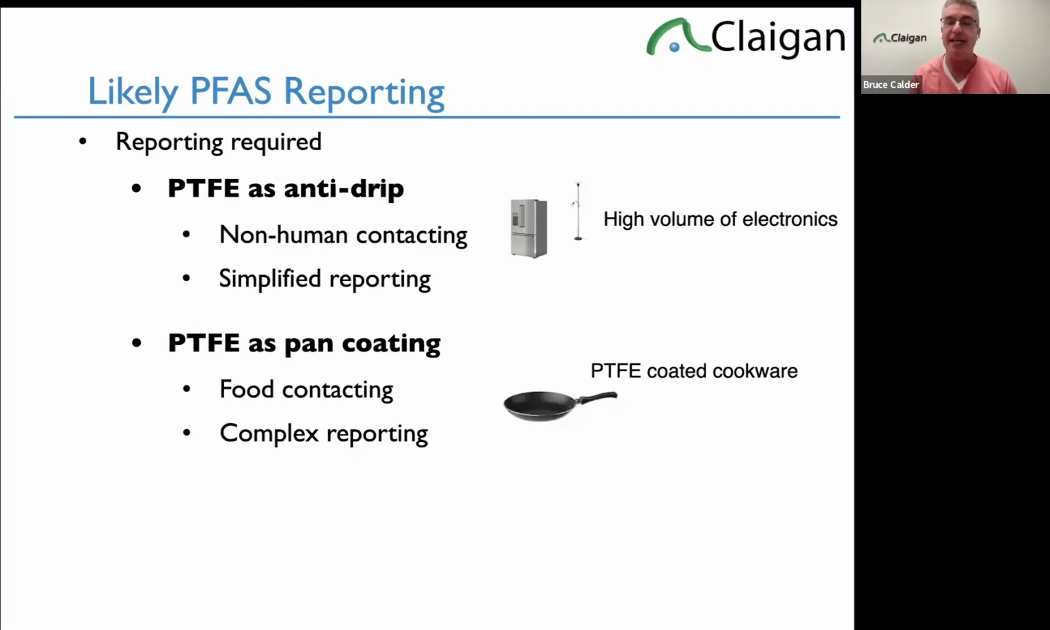And PTFE as a pan coating has complex reporting because it's food contact, and there are just more fields. Are the fields more difficult? Yes. Are they that difficult for us? No. I kind of said that off the cuff, but PTFE is about as pure a material as you get, and it's pretty easy to do.